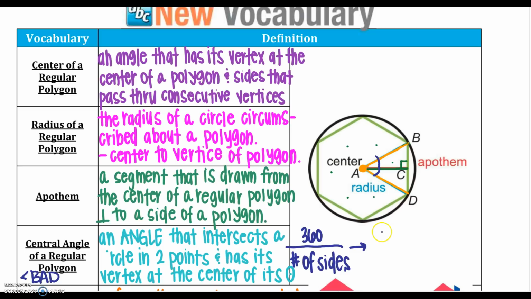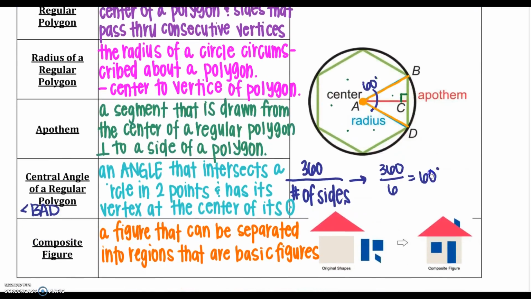So to get my central angle I'm going to take 360 divided by 6, which would give me 60 degrees. So this entire angle right here is going to be 60 degrees, and that will be important in just a little bit.